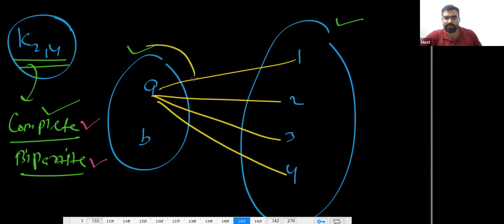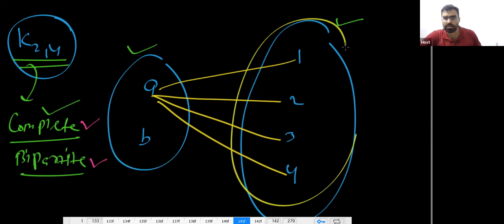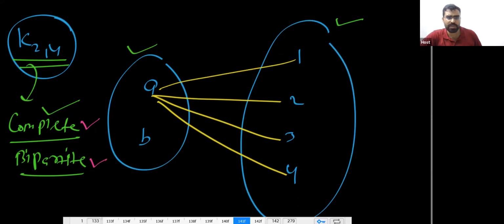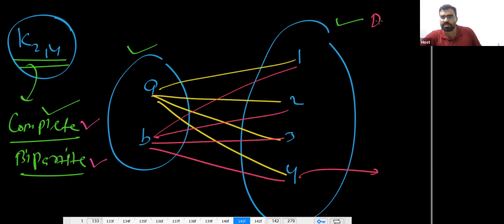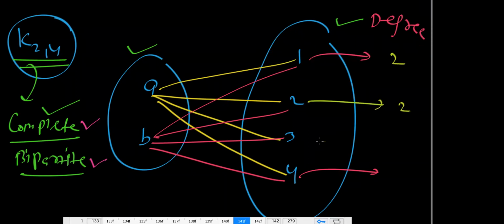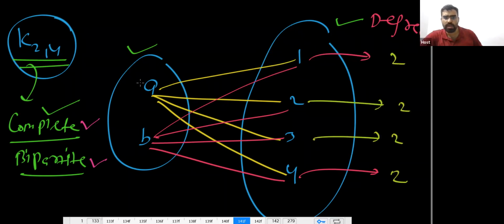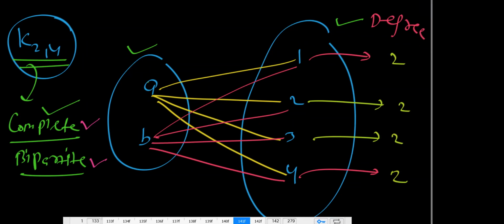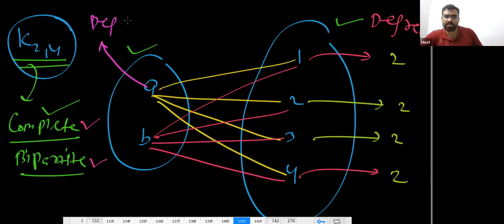So every vertex here is adjacent to every vertex there. Similarly, this b will also be adjacent to everyone. Now tell me, what is the degree of these vertices? Degree of 1 is 2, degree of 2 is 2, degree of 3 is 2, degree of 4 is 2. And the degree of a is 4, and the degree of b is also 4.